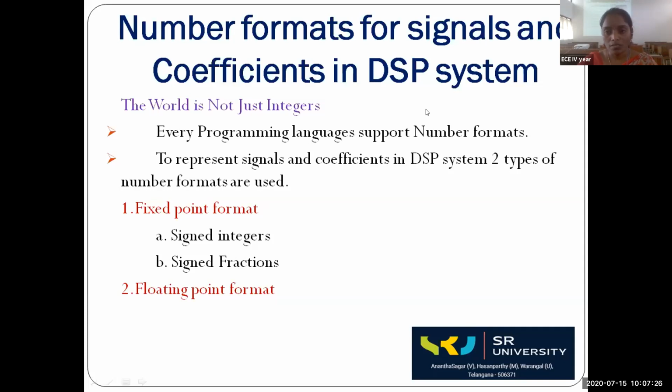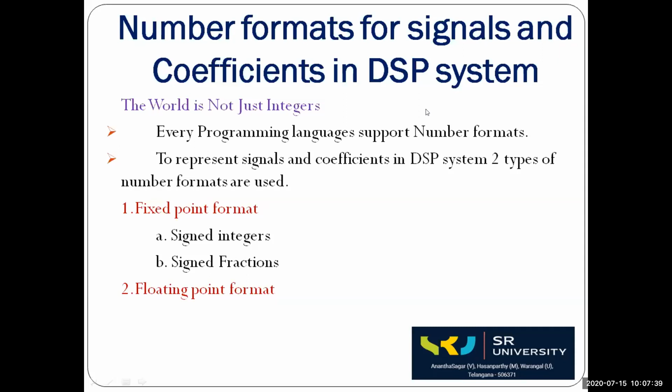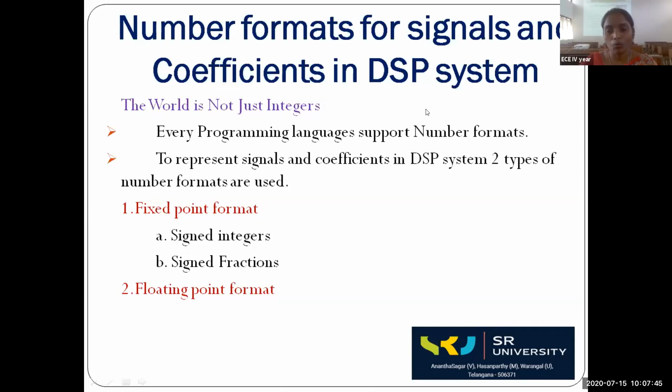So the microprocessor supports only the hexadecimal number system. Hexadecimal means how to represent a hexadecimal number? 0 to 9 normal. For 10, what is the symbol? A. For 15? F. So simply, the hexadecimal number system is supported by the microprocessor. Similarly, a DSP processor supports 2 number formats: fixed point format and floating point format.